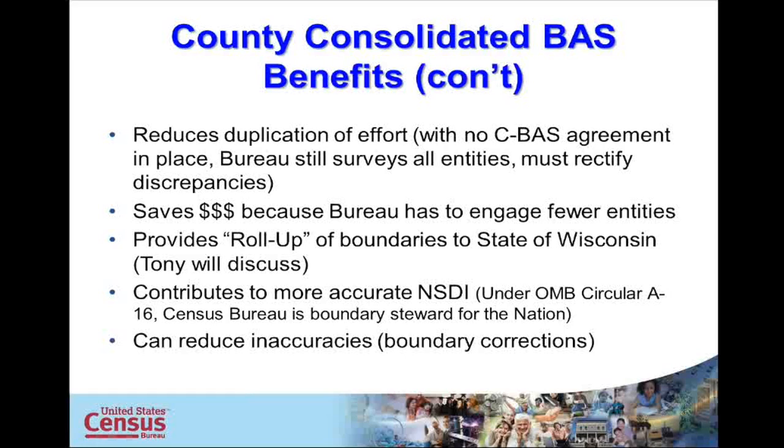Consolidation also contributes to a more accurate spatial data infrastructure. Under OMB Circular A-16, the Census Bureau is actually the boundary steward for the nation. So I think it's good if we have accurate boundaries reflected in that national boundary layer. And also consolidation can reduce inaccuracies where you can actually submit boundary corrections, and that's going to feed into your redistricting efforts, and I'm going to talk about that too.